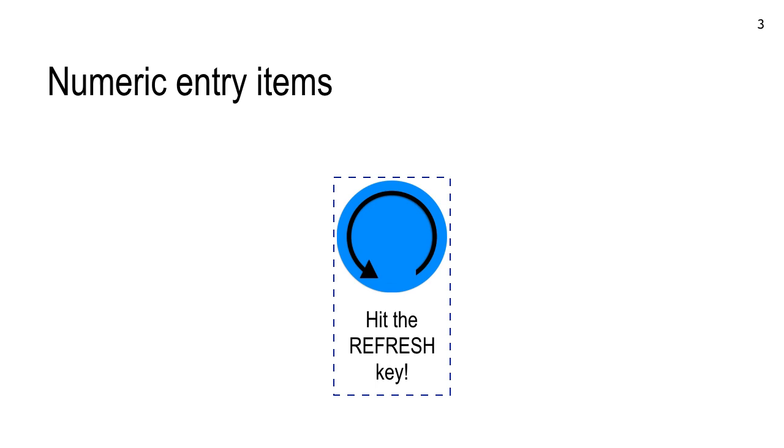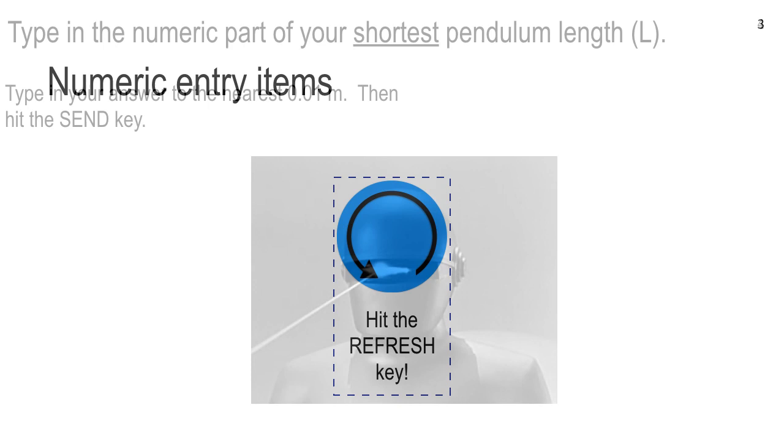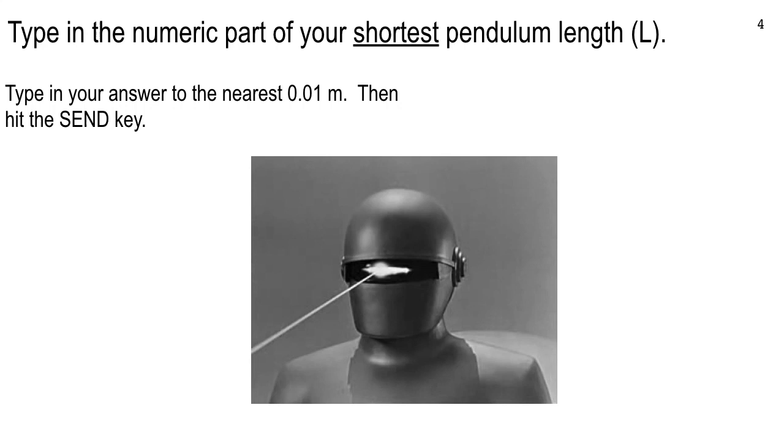So here's the first question, and you can go ahead and start. We're on frequency BC. Type in the numeric part, so don't type in meters. Just type in something point something something for the shortest pendulum length that you got, and then hit the send key. No, I don't want it. It's got to be in something point something something meters. If you just typed in one, better change it, because that's no good. That can't be your shortest length. Okay, good.